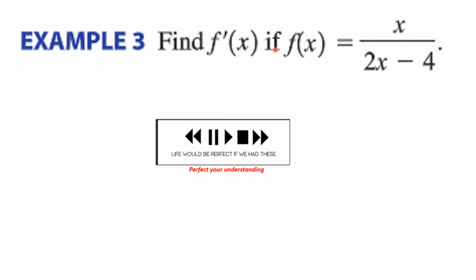So there's a problem for you to do. You just find f prime of x if f of x is equal to this quotient. You know what to do. Let's see how you did.